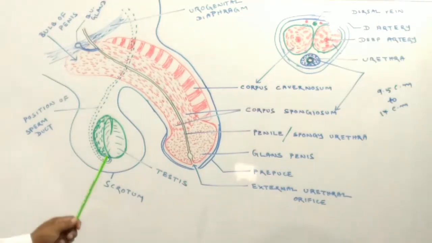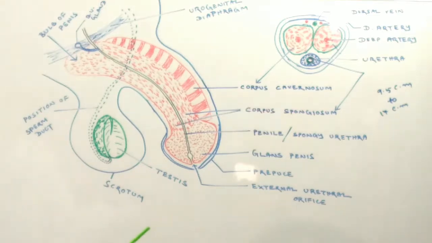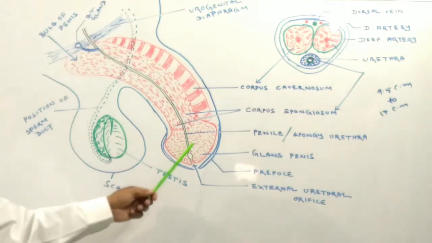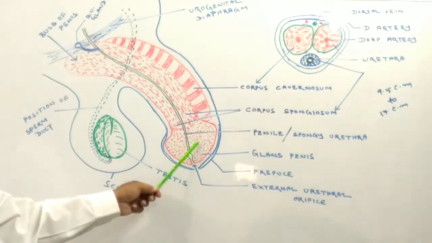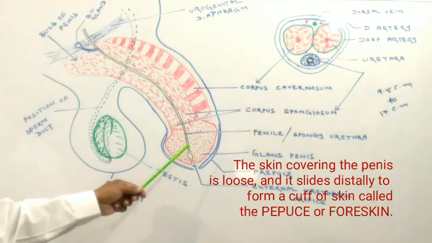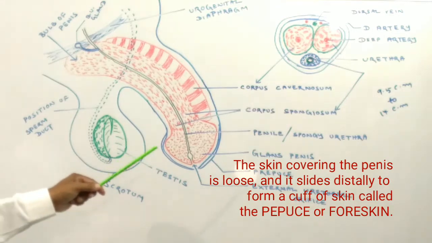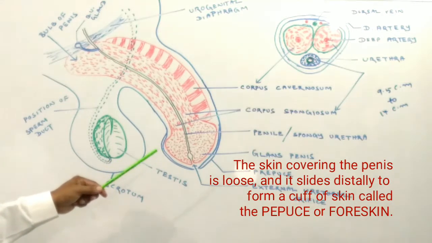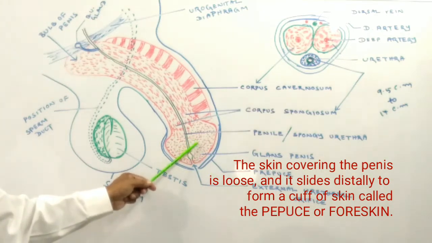The penis consists of an attached root and a free shaft or body that ends in an enlarged tip, the glans penis. So this is the enlarged part which is known as the glans penis. The skin covering the penis is loose and it slides distally to form a cuff of skin called the prepuce or foreskin around the glans penis.